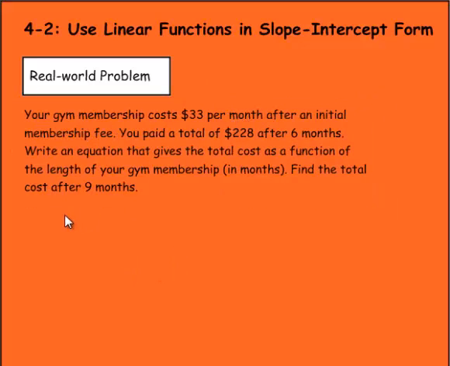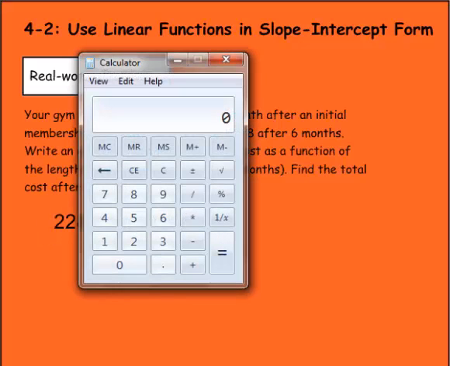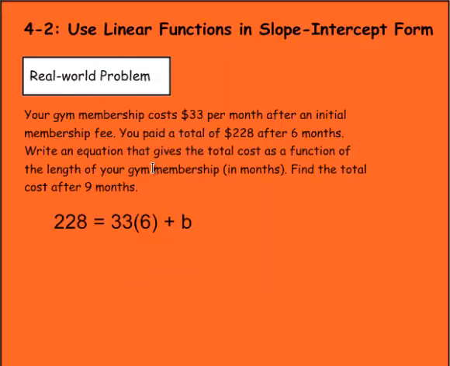You paid a total of $228, so that could be over here. 228 equals the $33 per month, so 33x. And then what is that initial membership fee that you would have to pay to get this to equal out? So I'm paying $33 per month plus what to get $228 for my total bill? Well, I could plug in 6 months like it shows me here. So 33 times 6. 33 times 6 equals 198. So it'd say 228 equals 198 plus b. Then I can subtract 198 from both sides.